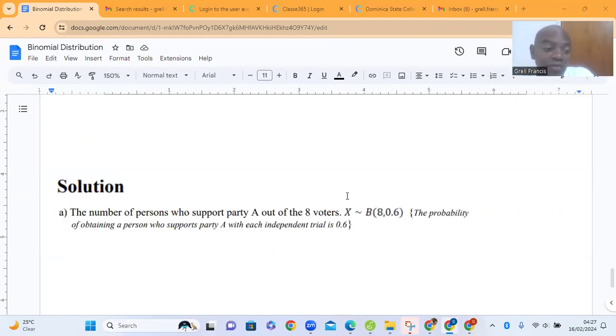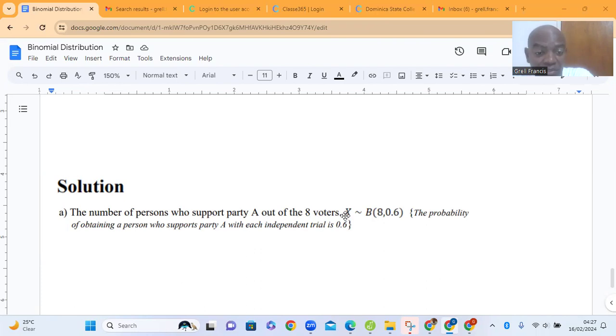So here the random variable is the number of persons who support party A out of 8 voters. And the number of persons is a discrete random variable because it is a variable you have to count to obtain. And the value depends on chance, that you will get a person out of the 8 that supports party A. This can be represented by the letter X. So anytime you see X, you've got to say the number of persons who support party A.